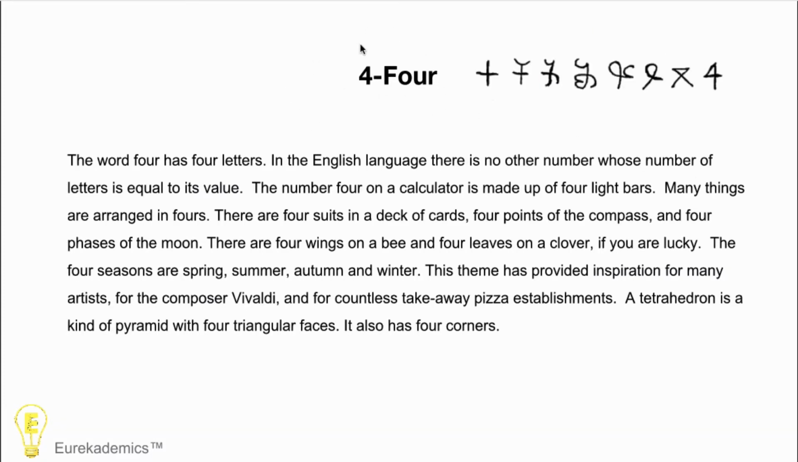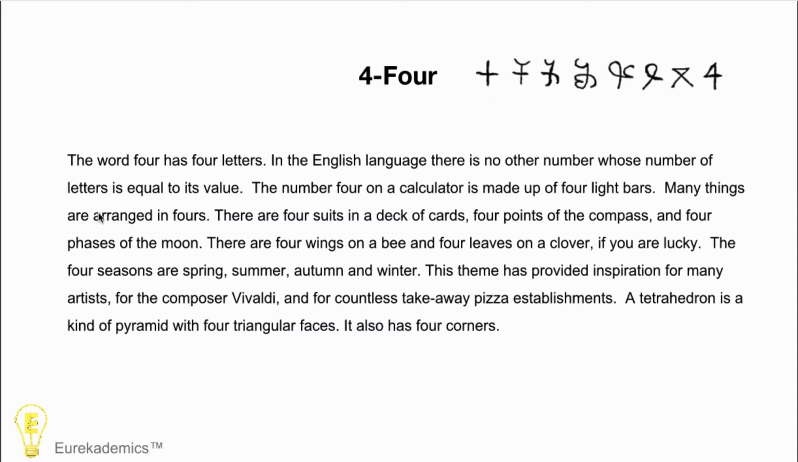4 is north, west, south, east. Okay, the word 4 has 4 letters, and in the English language, no other number has that property. The number 4 on a calculator is made up of 4 light bars.